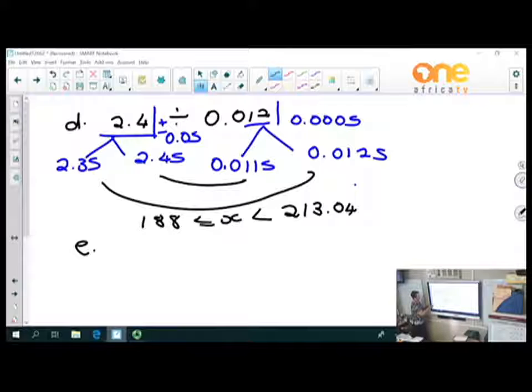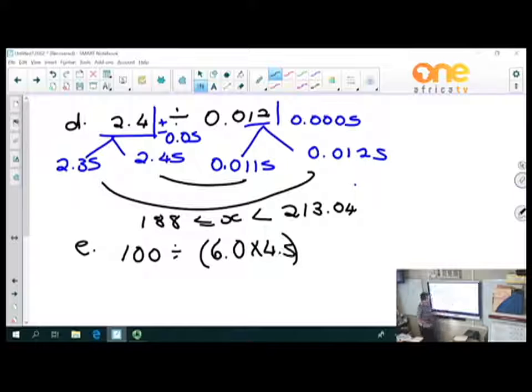Number E. Now here we've got three sums to do. It's 100 divided by 6.0 times 4.5, and I'm writing it so that we can put those limits nicely there. Now we've got three things, and you'll have to do every one. To two significant figures, it is 5, so the upper bound is 105 and the lower bound 95.